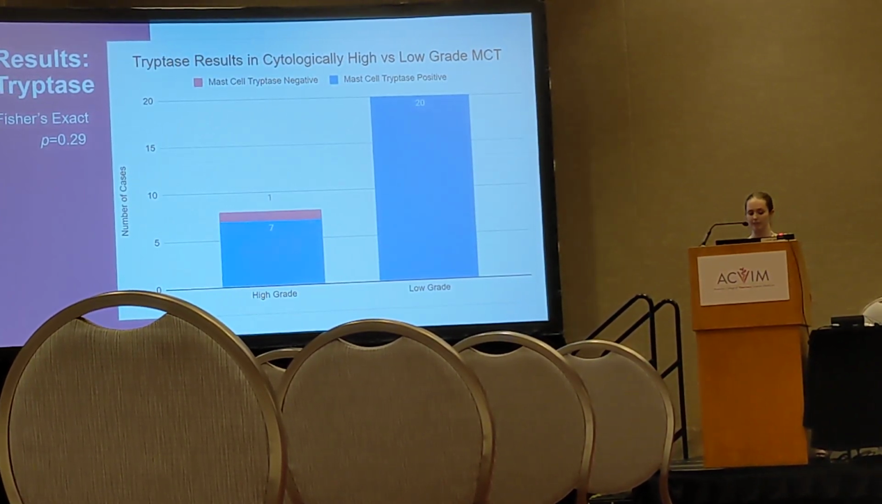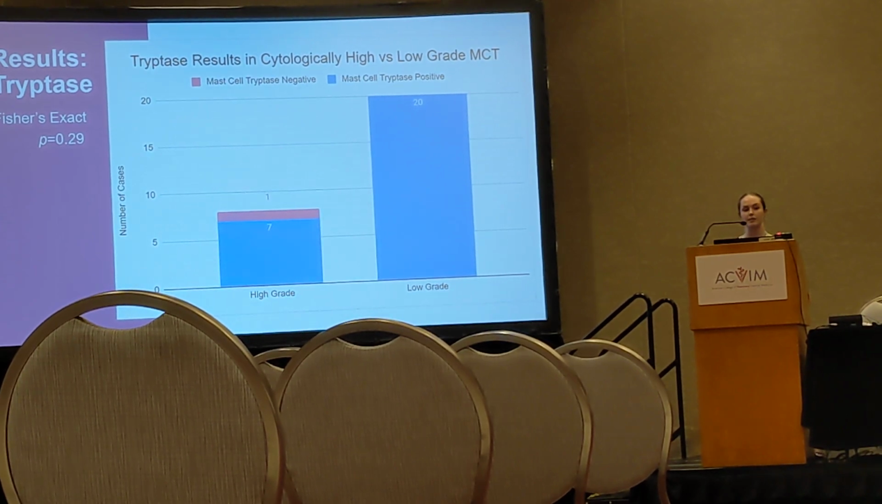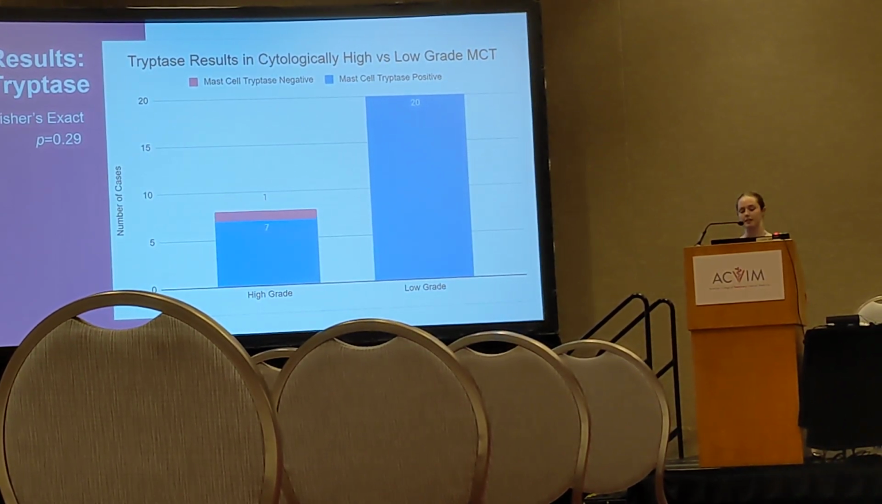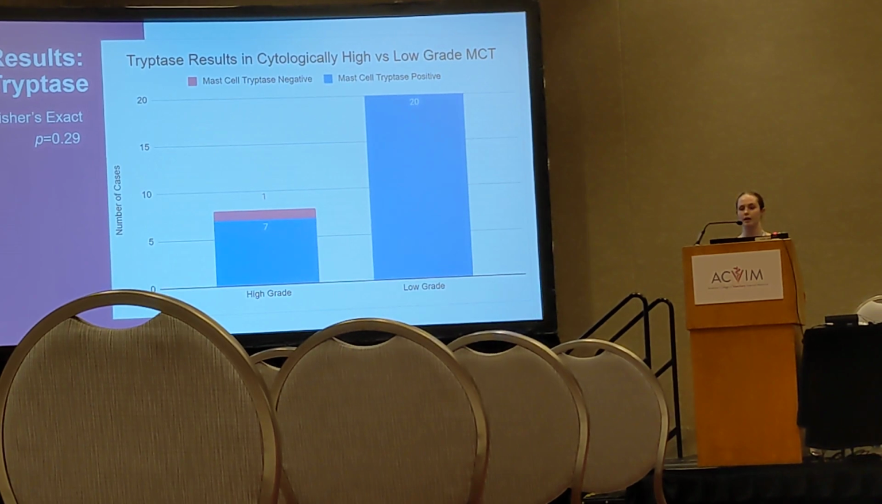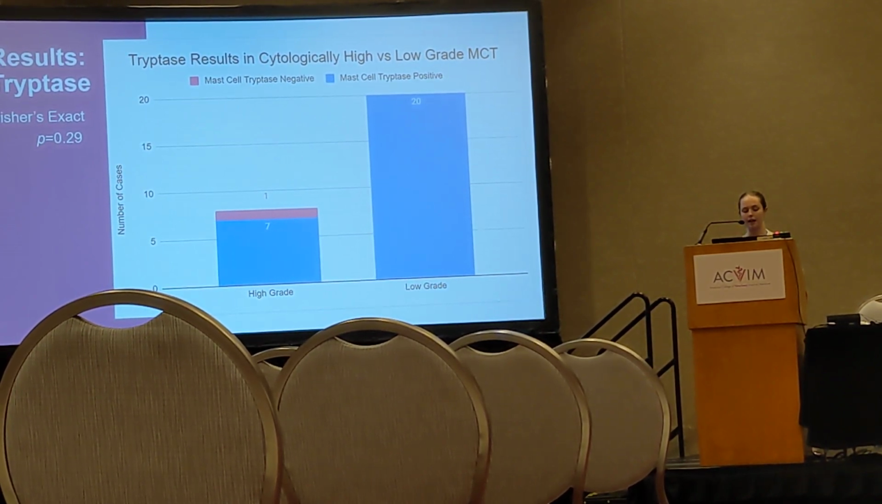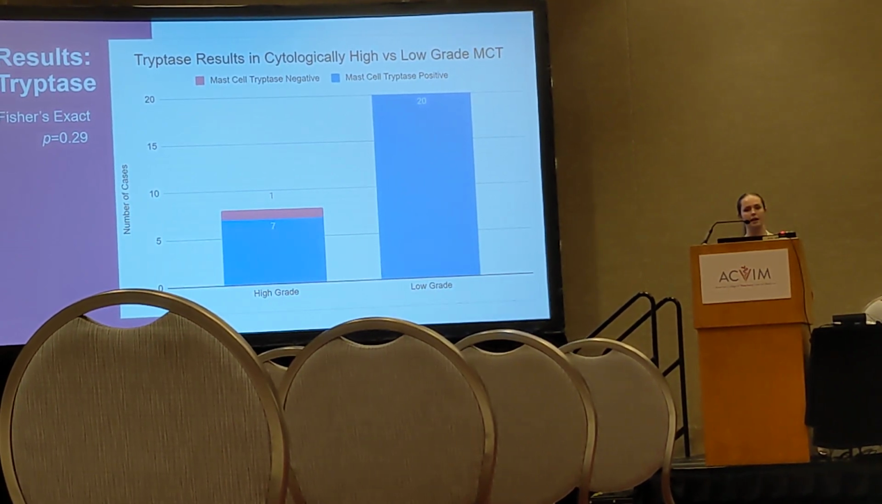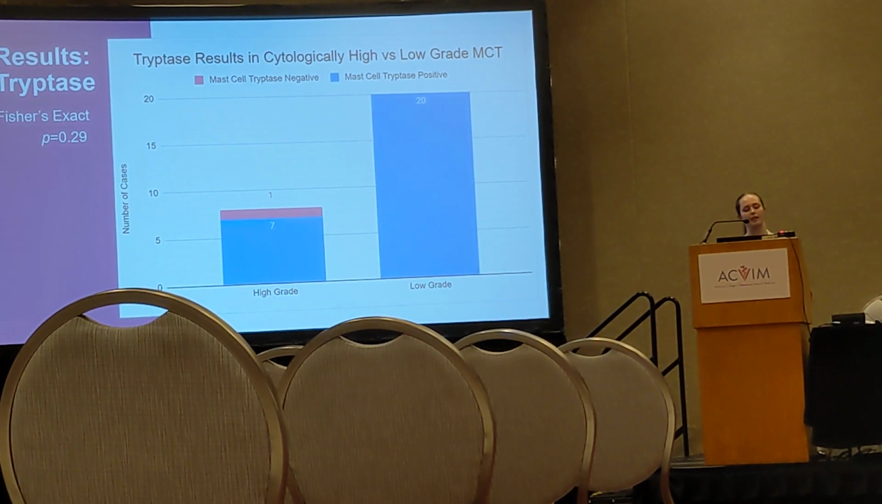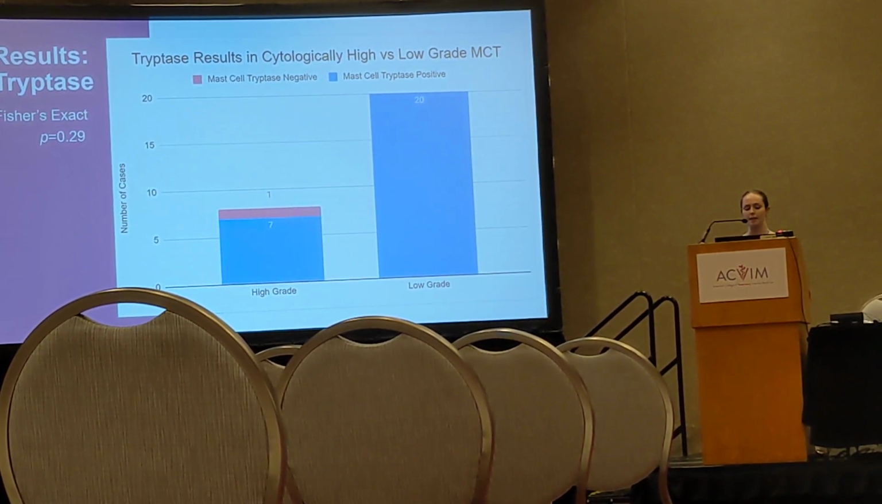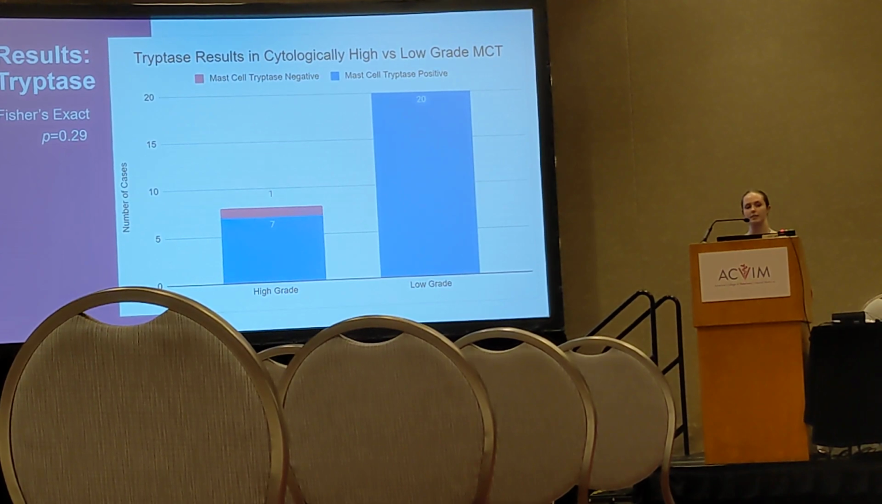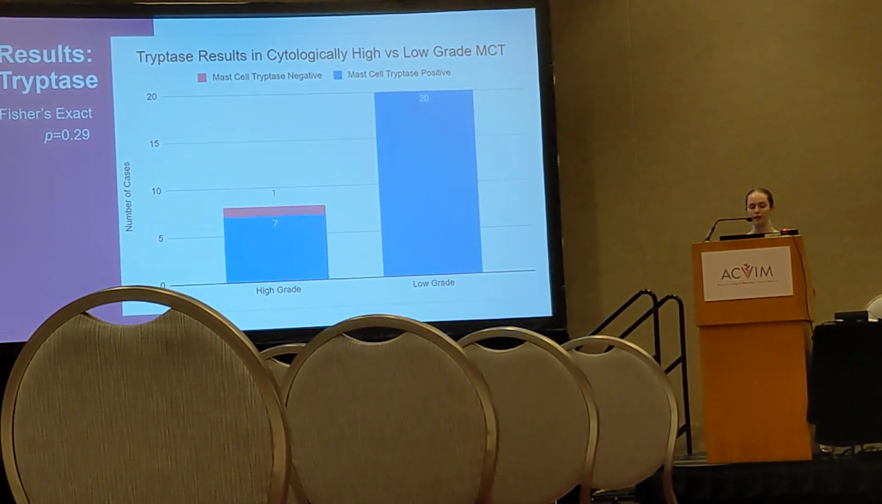And on to tryptase. So the majority of the mast cell tumors were tryptase positive, as indicated by the blue. There was 1 tryptase negative result, meaning we did not see that color in there, and that was of the cytologically high-grade tumors. A Fisher's exact produced a p-value of 0.29, indicating that there is not support for a difference in tryptase immunocytochemistry labeling in cytologically high versus low-grade tumors.